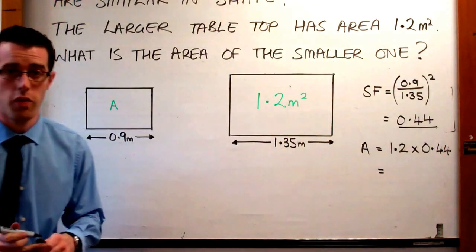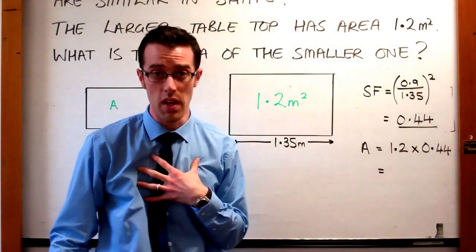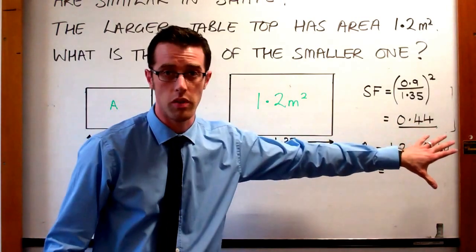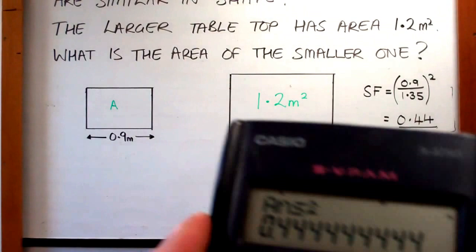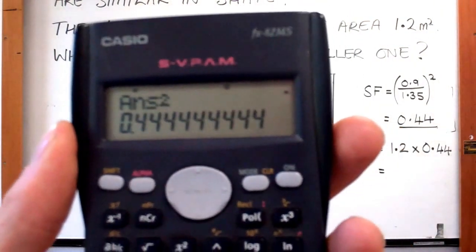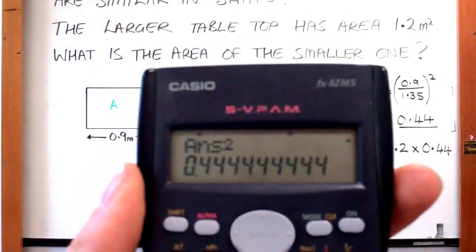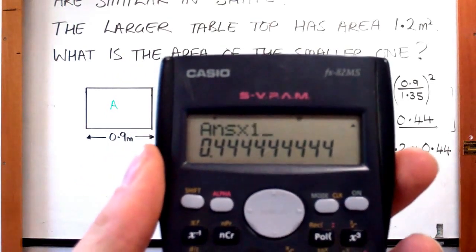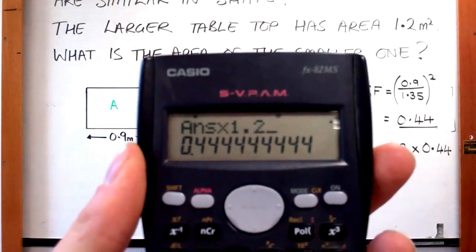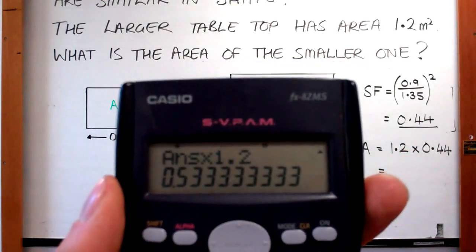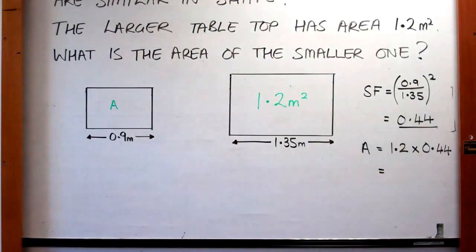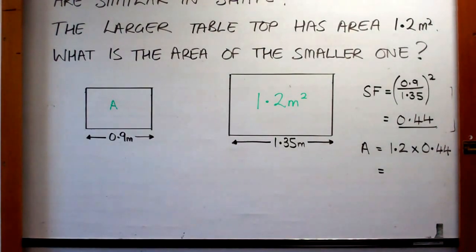Now, that's fine to communicate with me or whoever's looking at your work that that's what you've done. Okay, but again, I'm going to show you how to do this in the calculator. Okay, so my calculator is sitting like this. 0.444 keeps going, and all I'm going to do is press times 1.2 and then equals, and I get 0.533 recurring. Alright, so that's what I'm going to write down.